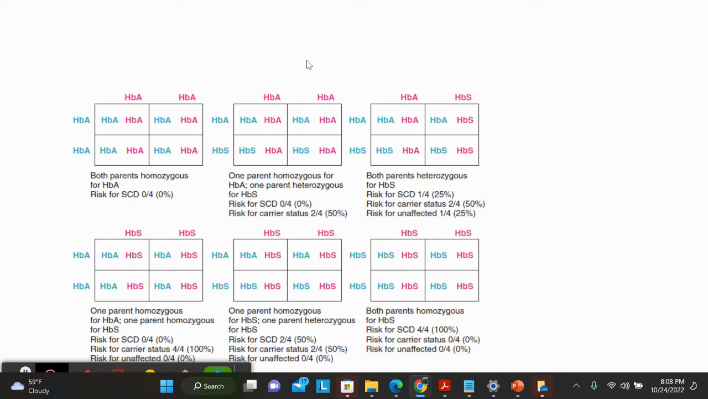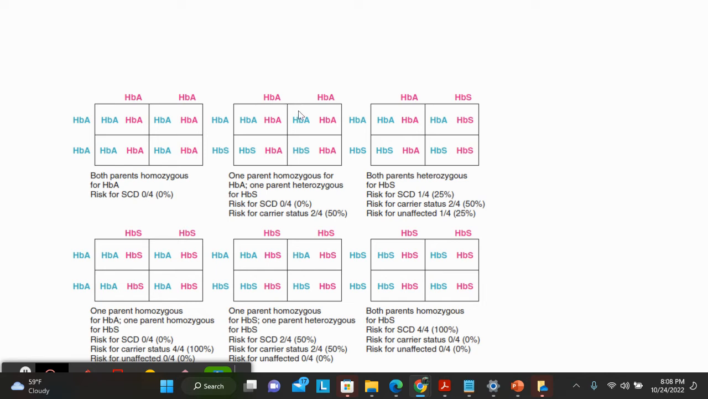This should be kind of familiar. This is a Punnett square on steroids. There are 6 Punnett squares. If your patients both have hemoglobin A, they make normal hemoglobin, and they don't have the sickle cell trait, your risk for sickle cell disease, having a child with sickle cell disease, is 0.